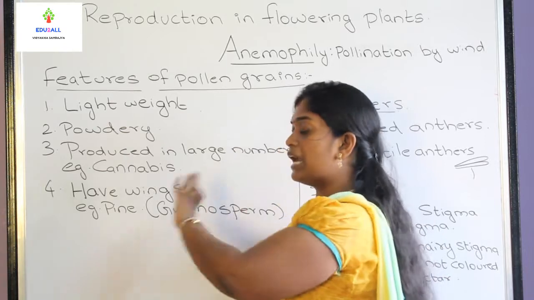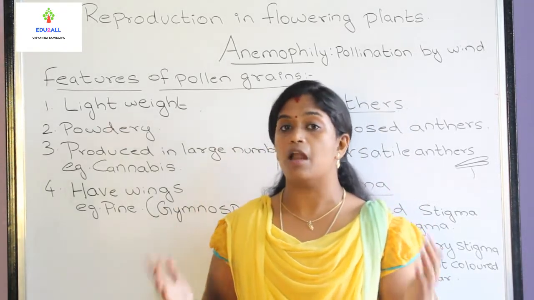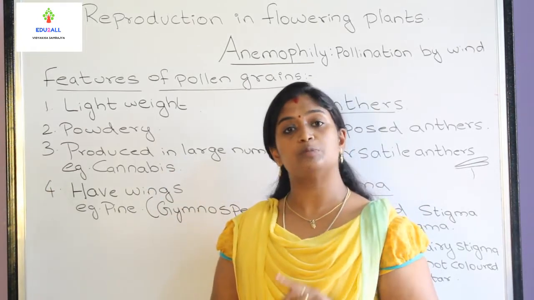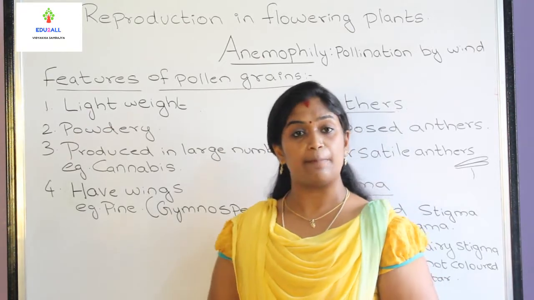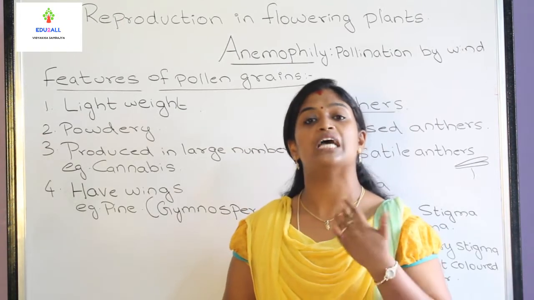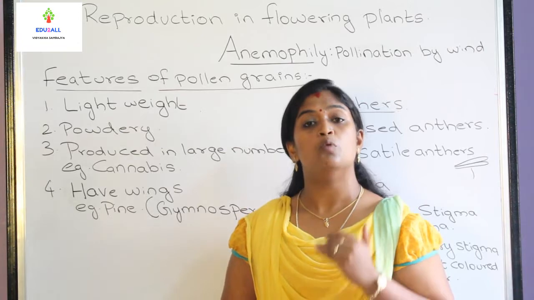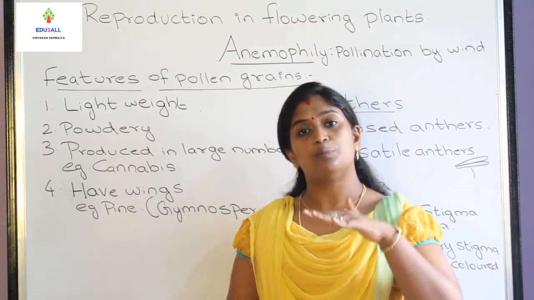The third important adaptation is that the pollen grains must be produced in large numbers. For example, cannabis. One flower of cannabis produces 5 lakh pollen grains. The fourth important adaptation is that certain plants produce pollen grains which have wings. For example, pine, which is a gymnosperm, produces pollen grains which possess wings.